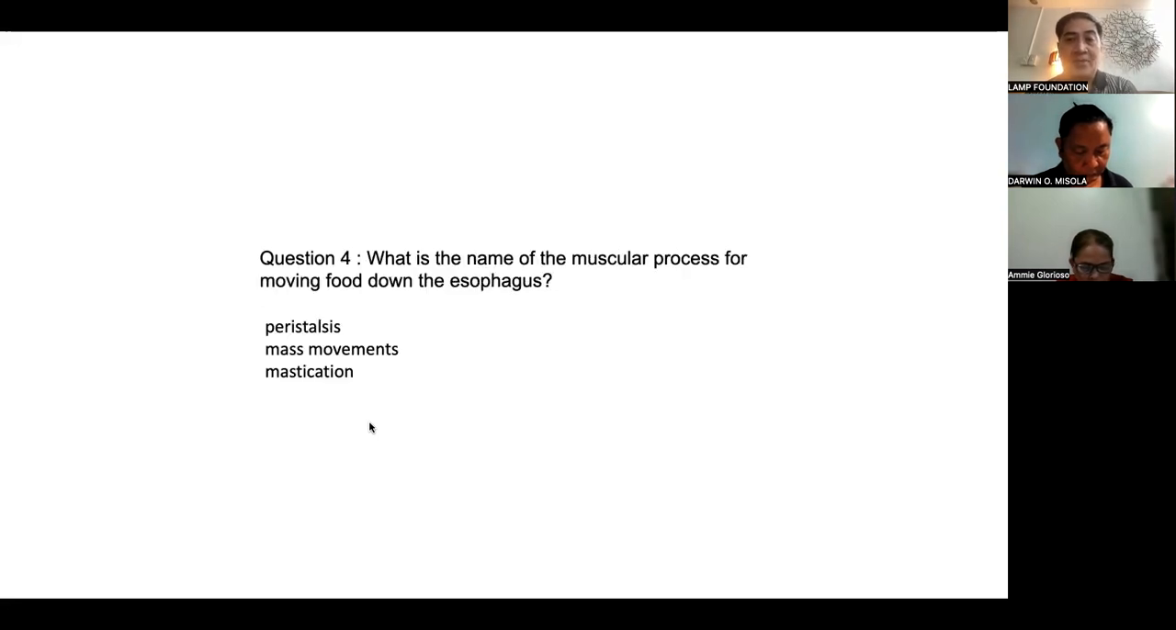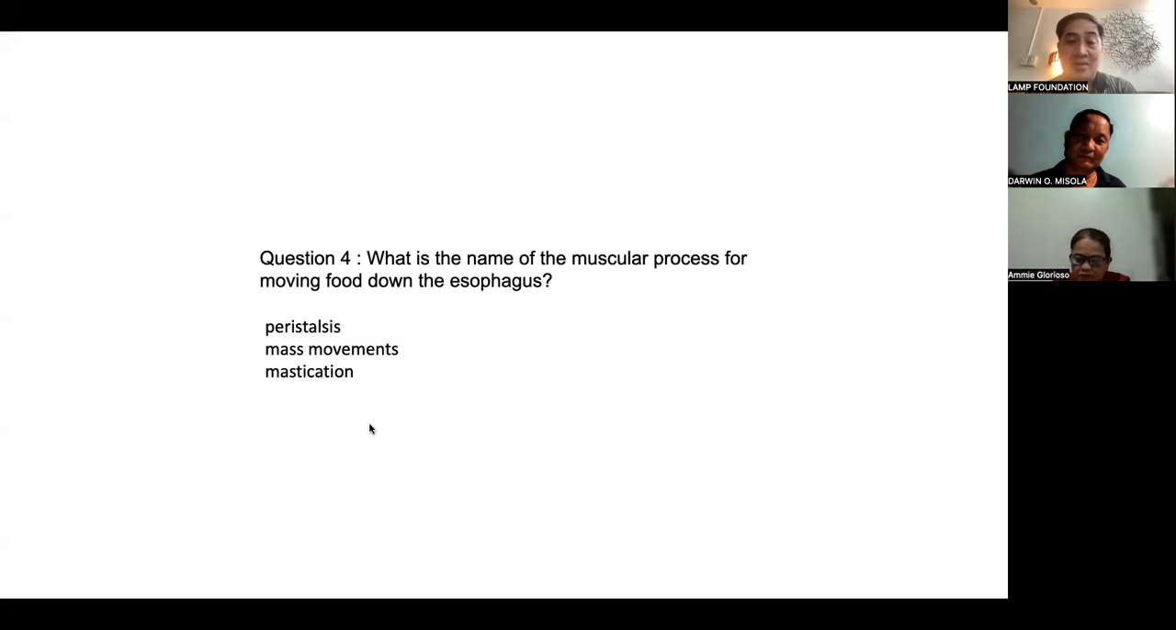Number 4, what is the name of the muscular process for moving food down the esophagus? Peristalsis. Okay, I have a question. If you are upside down, with your head on the floor, will you be able to swallow food? No, because it has to go down. Are you sure? Have you ever tried doing it?